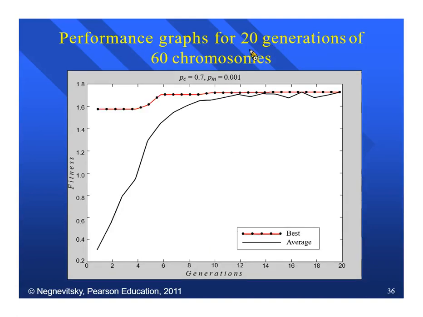So this is the more chromosomes we generate in 20 generations.